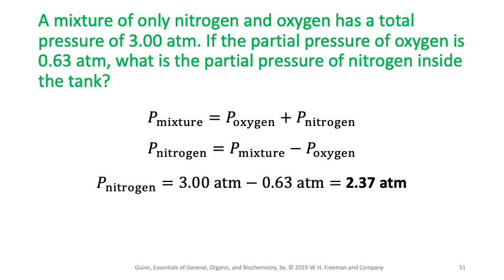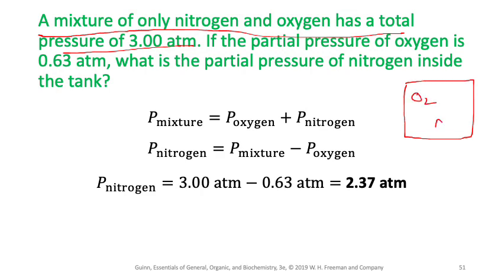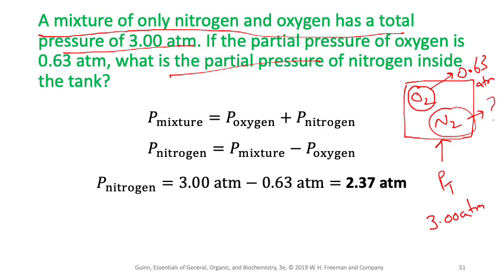So let's take an example on the concept. A mixture of only nitrogen and oxygen has a total pressure of 3 atmospheres. So let's say you have a container with oxygen and nitrogen in it, and the total pressure because of the two gases is given as 3 atmospheres. The partial pressure of oxygen is given as 0.63 atm. What is the partial pressure of nitrogen? So you have to figure it out for nitrogen.